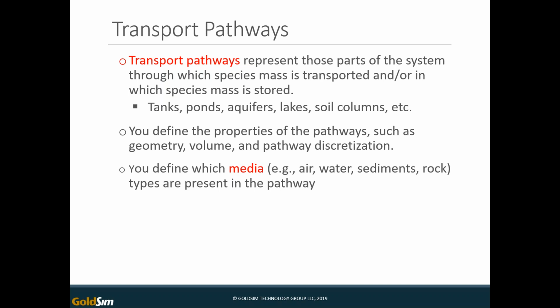Each one of these transport pathways, we're going to define them using media. So a mixing tank may only have water in it, and an aquifer might have water and sand in it. A pond might have water and some sediment in it, and so on. A soil column might have soil, water, and air, or another fluid, so air and water in it.